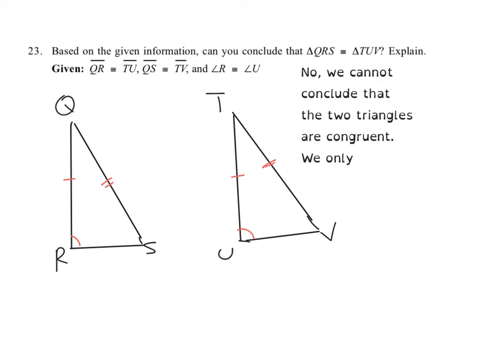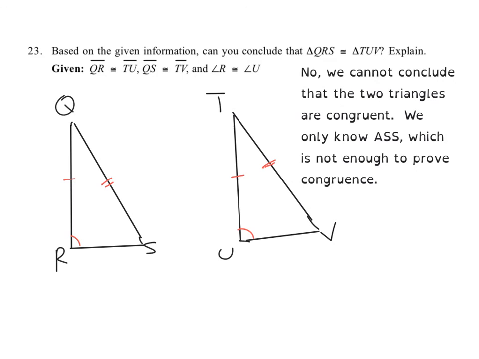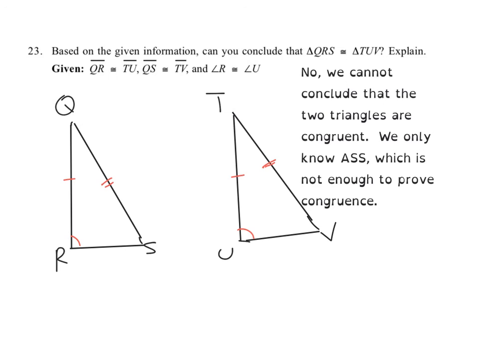We only know angle, side, and side, which is not enough to prove congruence. That's it. We can't do it because we don't have enough information. We only have angle, side, side, and that's not a congruent statement.